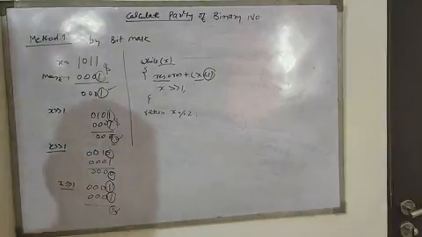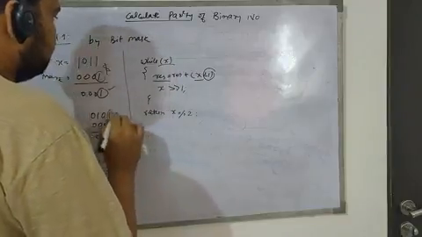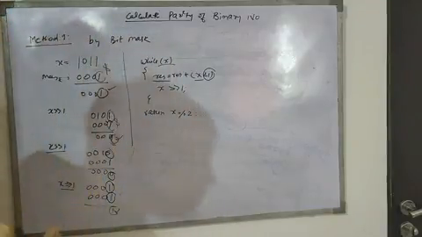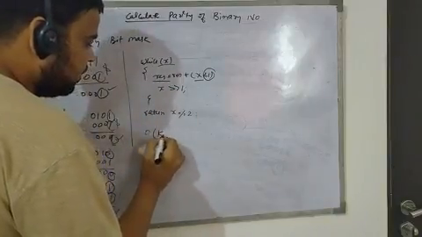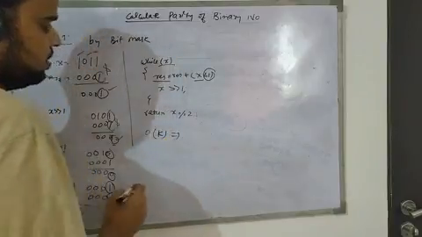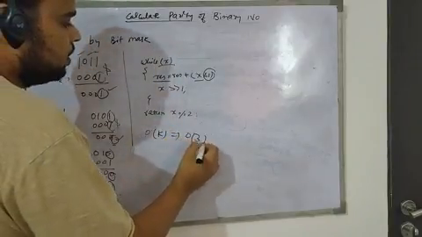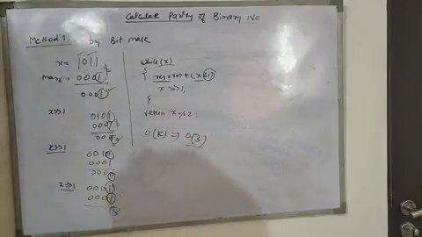Now let's calculate the complexity for this algorithm. Let's say the number of bits set is k, then the complexity will be order of k. Here the number of set bits is 3, so the complexity for this algorithm will be order of 3. Okay, let's try to discuss the next method.